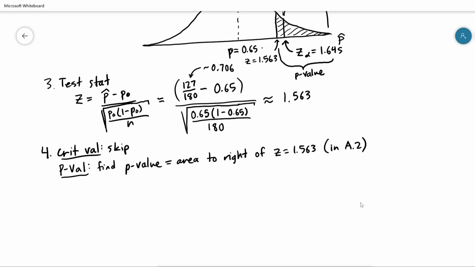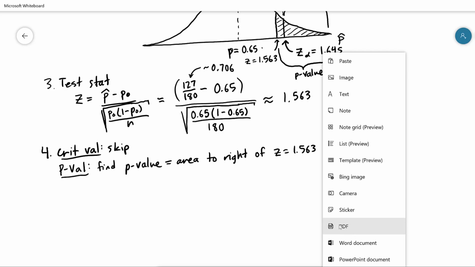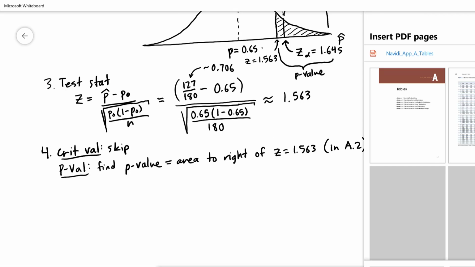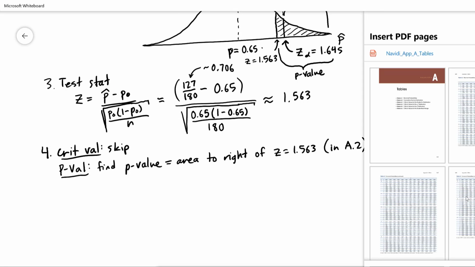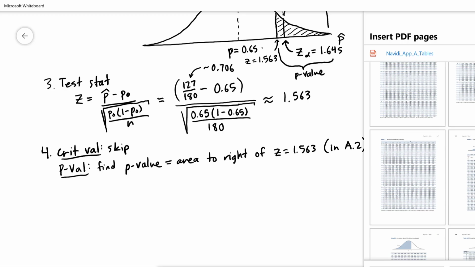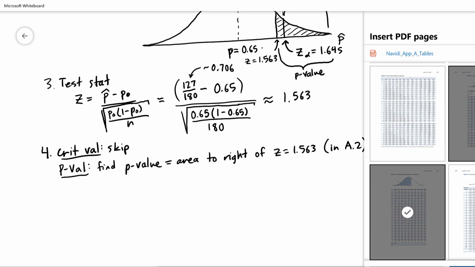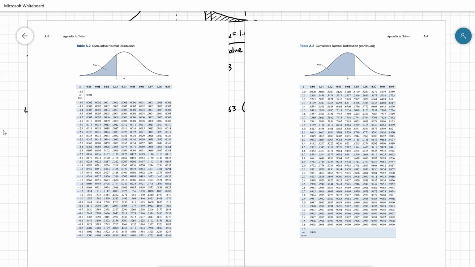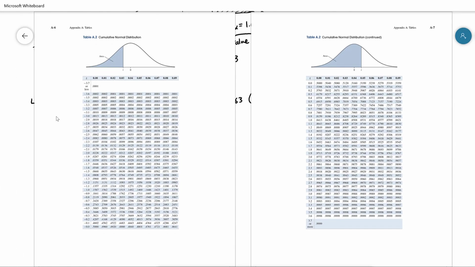So let's look this up in table A2. So let me bring up that table. Let's open it up. We can do this a couple of ways. Let me get both of the pages that I need. Okay, here's the 2 pages that we're going to look at. Let me get them both on the screen here. I want the area to the right of z equals 1.56.